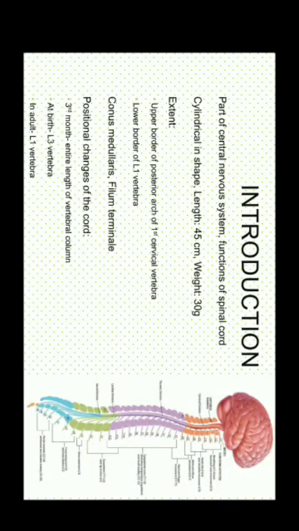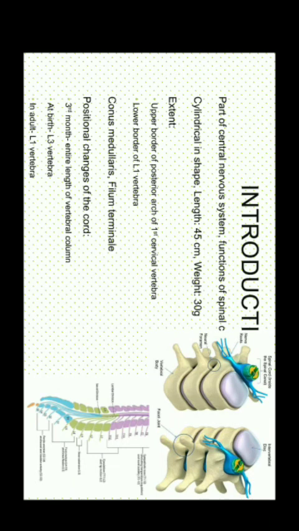So basically, spinal cord is a part of the central nervous system. It is a cylindrical structure which is flattened anteroposteriorly, which is present within the vertebral canal. So in this picture, you can see this is a vertebral canal through which passes the spinal cord. In between the vertebra, there is a foramen called as intervertebral foramen. Through this intervertebral foramen, the spinal nerve juts out.